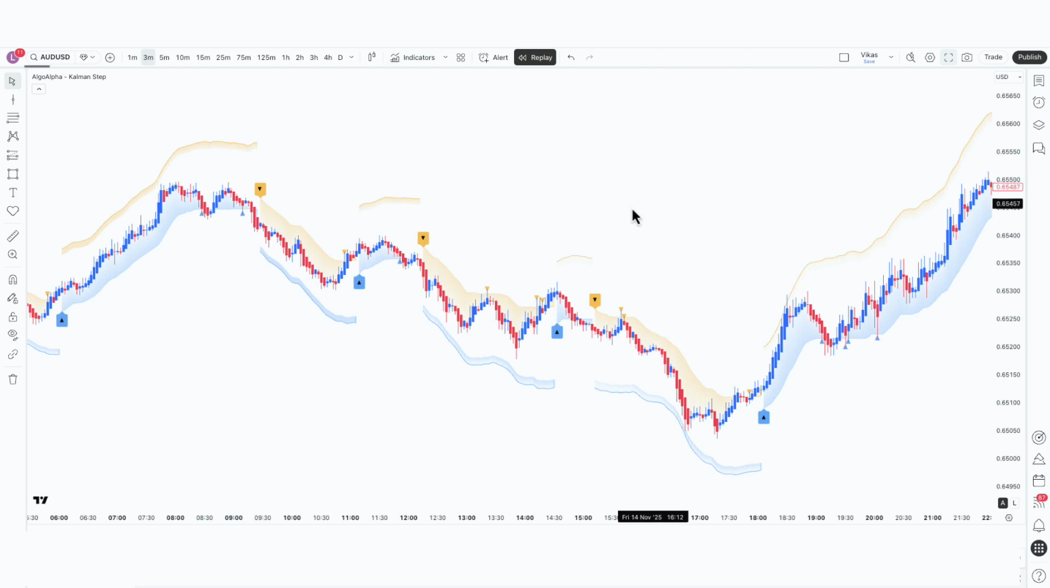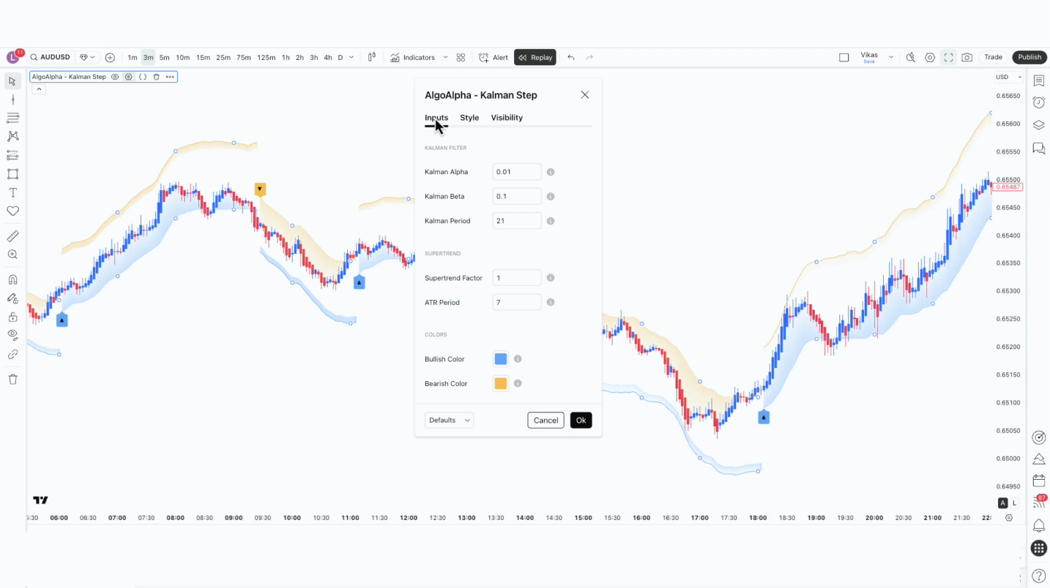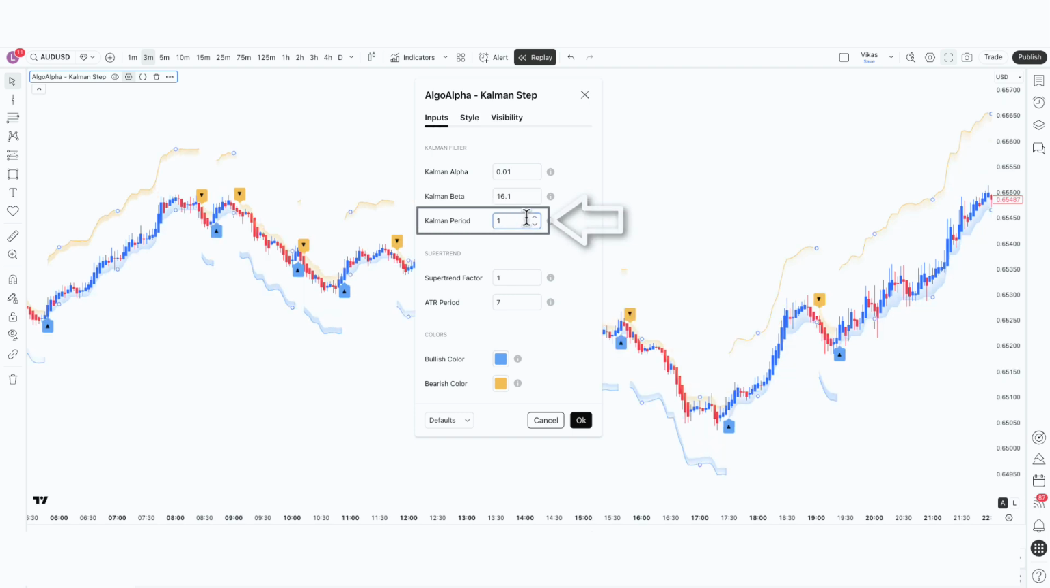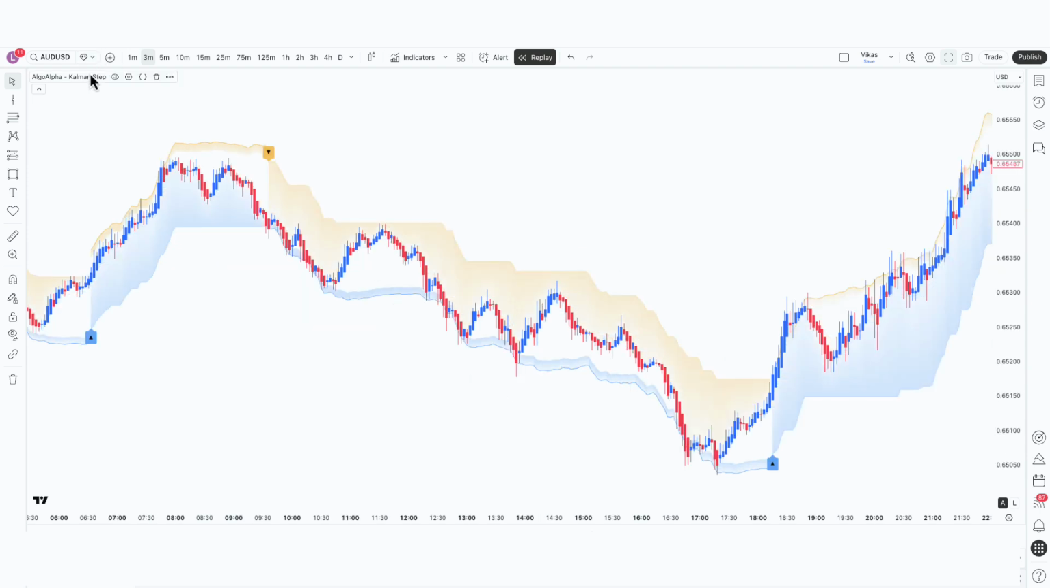Now the indicator settings change for perfect signals, and we have to keep these options hidden. First, we change the Kalman Beta option from 0.1 to 16.1, then change the Kalman Period option from 21 to 1, and then change the Super Trend Factor option from 1 to 4. And here everything is fine after that. Click OK. Now we'll add one more indicator to make this strategy more powerful.